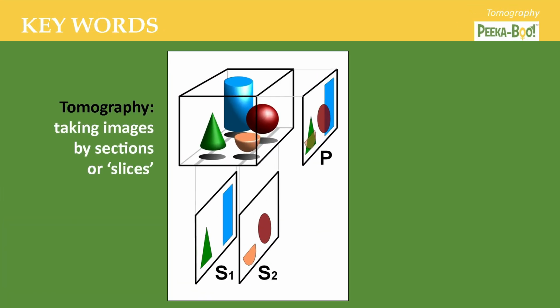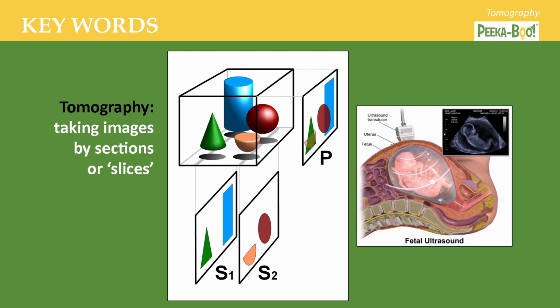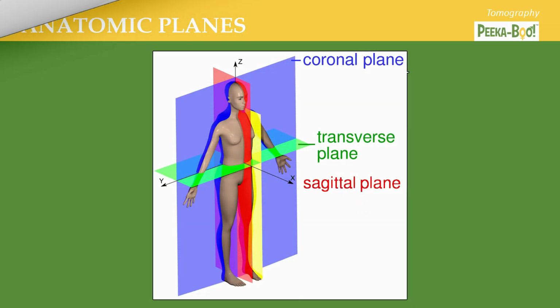Imagine if we sliced a knife through this box towards the front and then towards the back. Those slices would look like S1 and S2 here. Ultrasound takes images in the same way. An ultrasound shows only the objects that you sliced through. A sagittal plane divides the body into right and left sides. This is the plane when the transducer is oriented towards the mom's head.